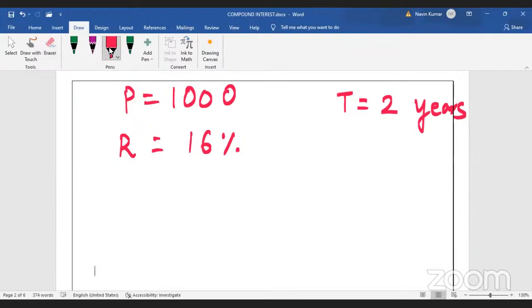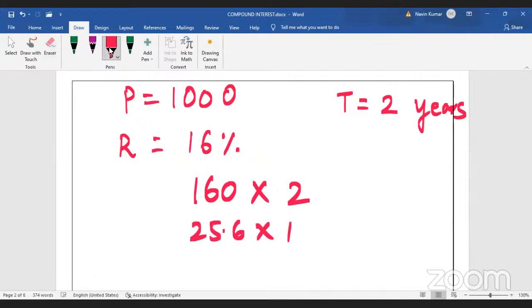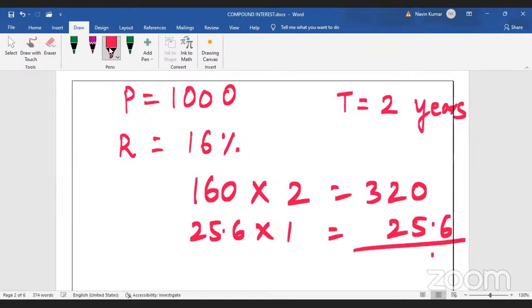So first step, find 10% of this. Write down here 160. Multiply this with 2. Then 16% of this amount, 25.6. Multiply with 1. So this will be 320, and this will be 25.6. And then add everything. That is your answer. 345.6. This is the answer.